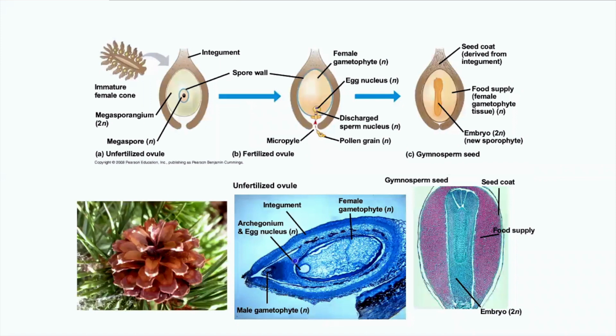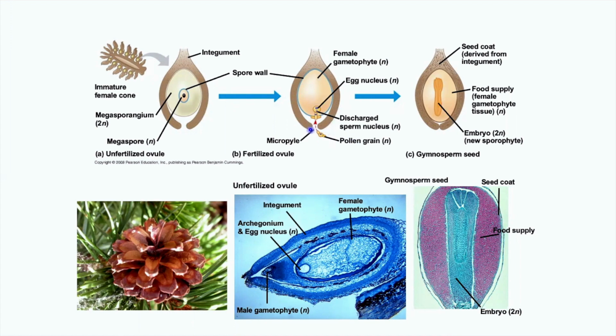The female gametophyte, things get more complex here. So this is a cross-section through a female cone, one of these woody cones like you see here. It has these outer layers called integuments, and inside of that is where our female gametophyte is. Inside of that female gametophyte tissue is where we've got our developing megaspore that will contain our egg nucleus. And you can see that process of how all of this is developing.